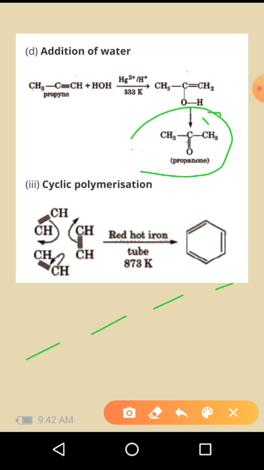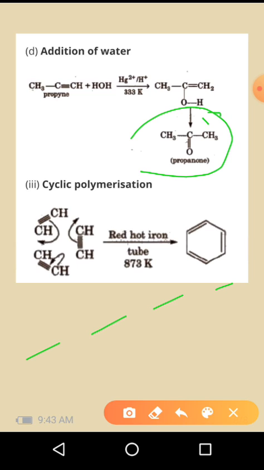In cyclic polymerization, ethyne on passing through a red hot iron tube at 873 Kelvin undergoes cyclic polymerization. Three molecules polymerize to form benzene, which is a starting molecule for the preparation of derivatives of benzene, dyes, drugs and a large number of compounds. So in this case the polymerization takes place.